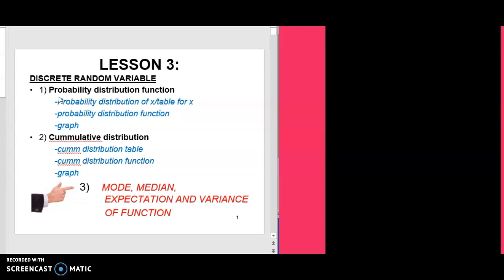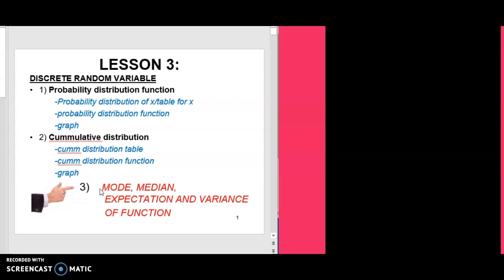Discrete random variable. Firstly, let's recap what we have learned before. First, probability distribution function. You know that probability distribution function can be represented by using probability distribution of x, or we can call probability distribution table for x. Second, probability distribution function, and third, graph. Second, you already learned about cumulative distribution. Cumulative distribution can be represented by using cumulative distribution table, cumulative distribution function, and graph.